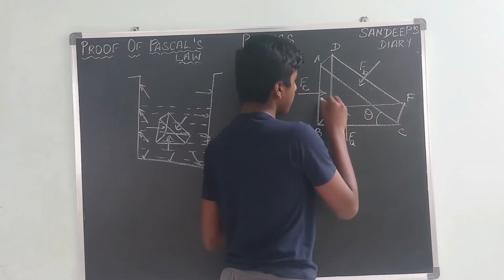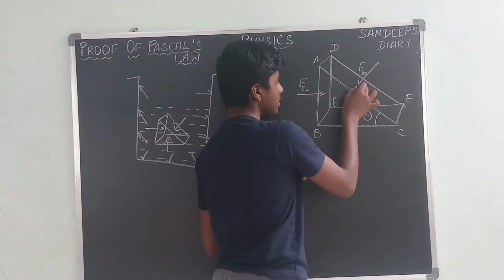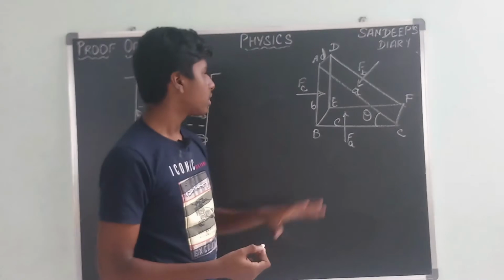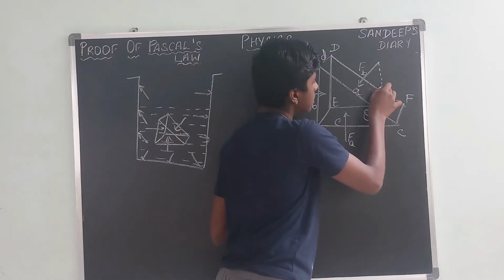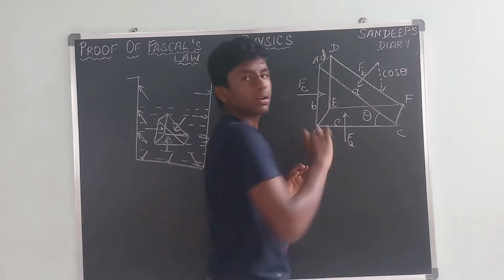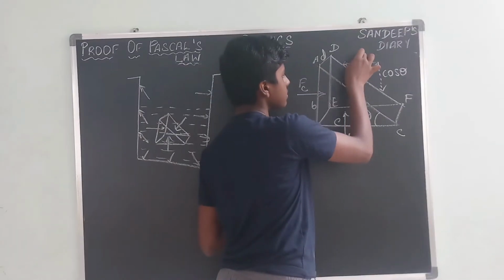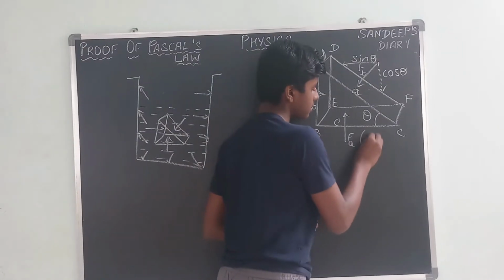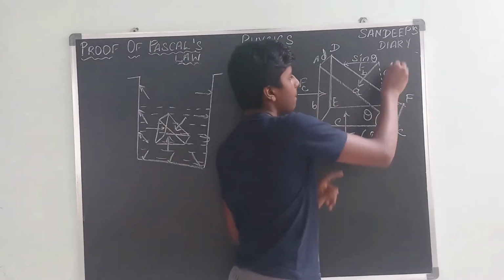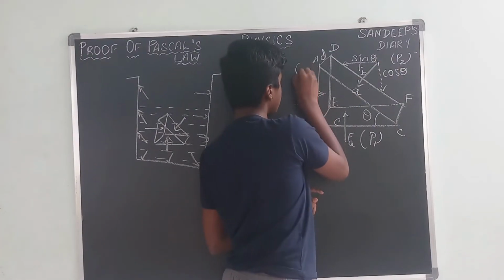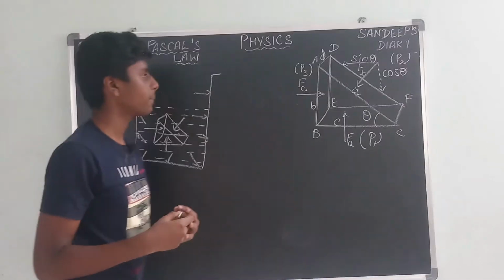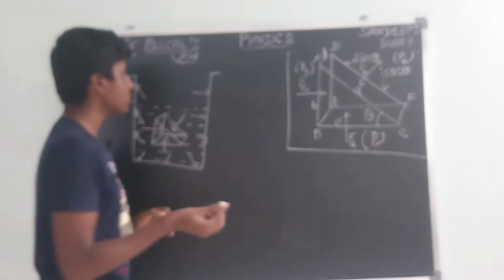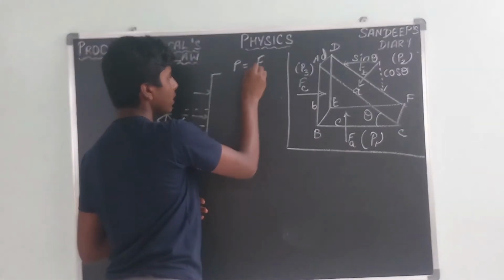Next, let's name the sides. This is A, this is B, this is C and this is D. Next, here I am going to consider this as cos theta, and this as sin theta. The pressure on this side I am going to consider as P1 as it is A, here P2 as it is B and here P3 as it is C. First, you know the pressure formula: P is equal to F by A.